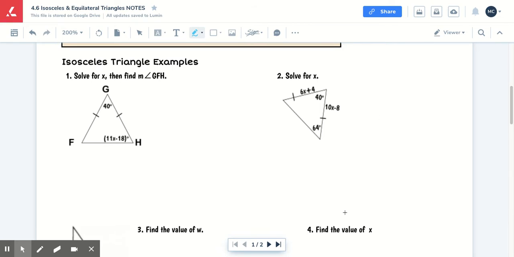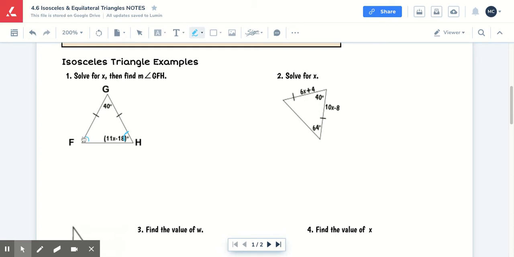All right, so we have a couple of examples to go over here. For this one here, we do have an isosceles triangle. I can tell because there are two sides that are marked with a single tick mark, showing that they are congruent. They want us to find x and then also angle GFH. So this is GFH over here. All right, so because these two sides are congruent, that means that this angle that I'm looking for ultimately is congruent to this other base angle over here.